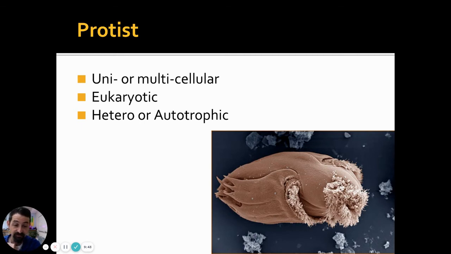There's a ton of different protists. A lot of the things, if you look in pond water and see a lot of microscopic organisms in it, it's likely, if you can see it easily, it's a protist.